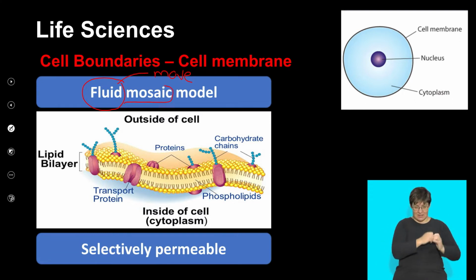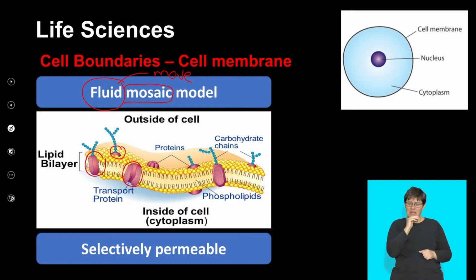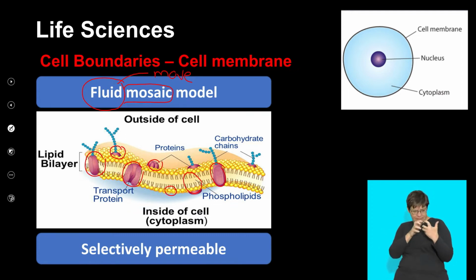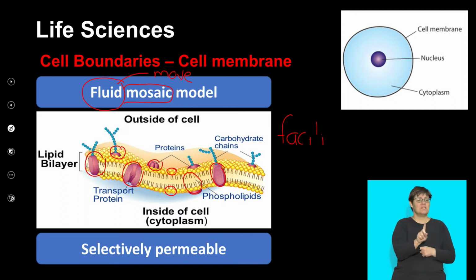What do we mean by a mosaic? There are structures, there are carbohydrates, there are proteins that fit into this fluid mosaic molecule, and these little phospholipids, the bilayer. This whole structure of the cell membrane is to facilitate, and we're going to look at that just now, transport.